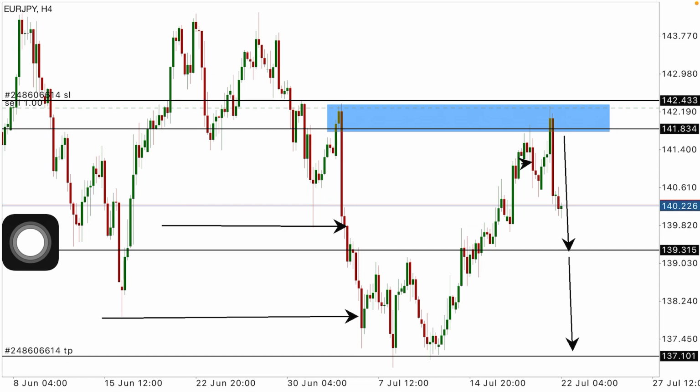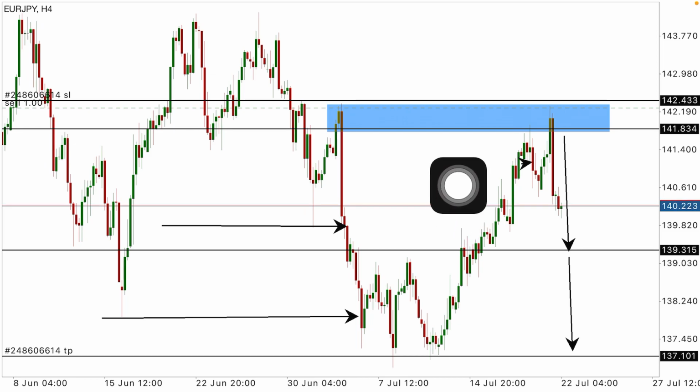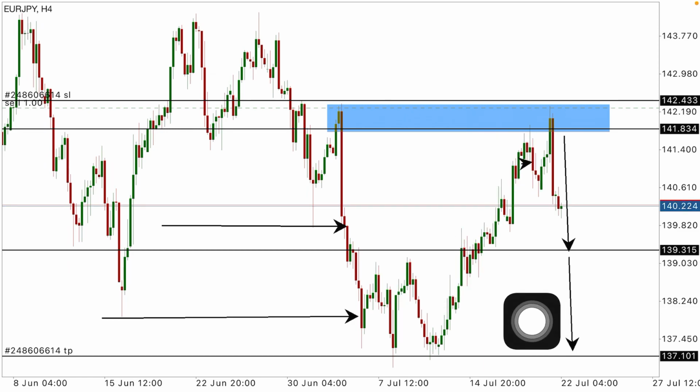Now what happened was that the market came to the zone and tapped into the zone right here. You can see now, this is actually a trap. It trapped early sellers. We did not get in here in the mentees group. The market tapped into the zone, broke structure, and we did not get in.